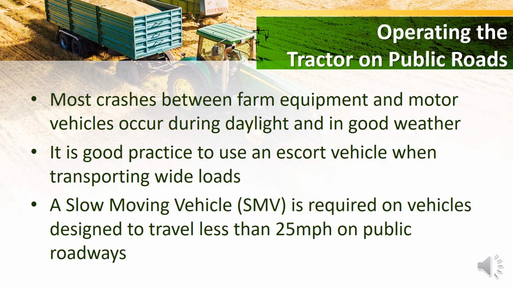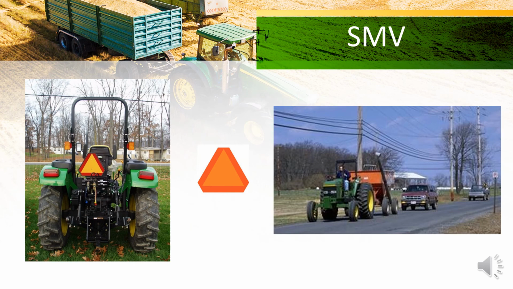When you're operating the tractor on public roads, most of the crashes occur between farm equipment and motor vehicles. They occur during the daylight and in good weather. It is a good practice to use an escort vehicle if possible when transporting wide loads, and always make sure your slow moving vehicle emblem is on if you're going less than 25 miles per hour on a public highway. So here's your SMV. Your SMV should always be visible to traffic coming up behind you.